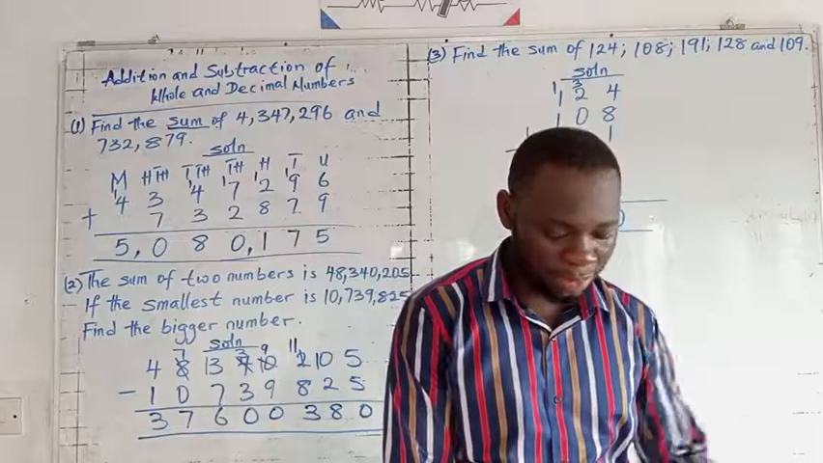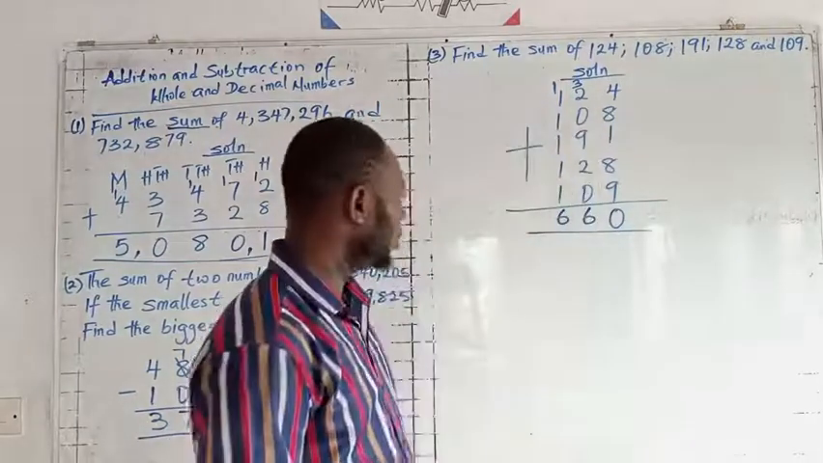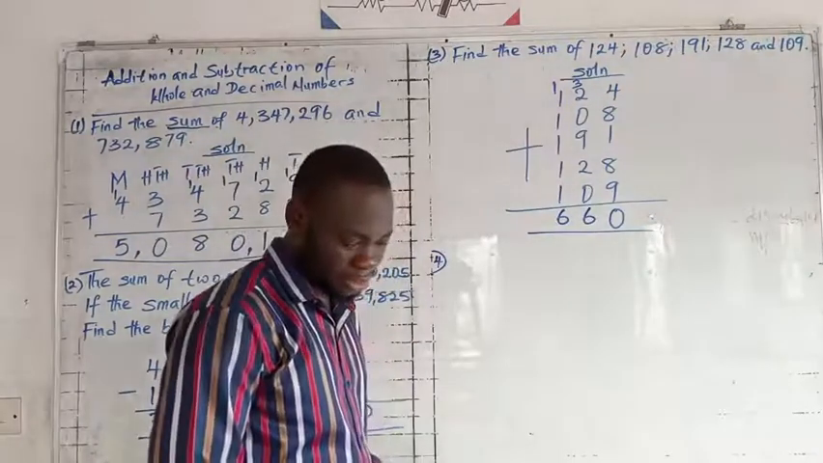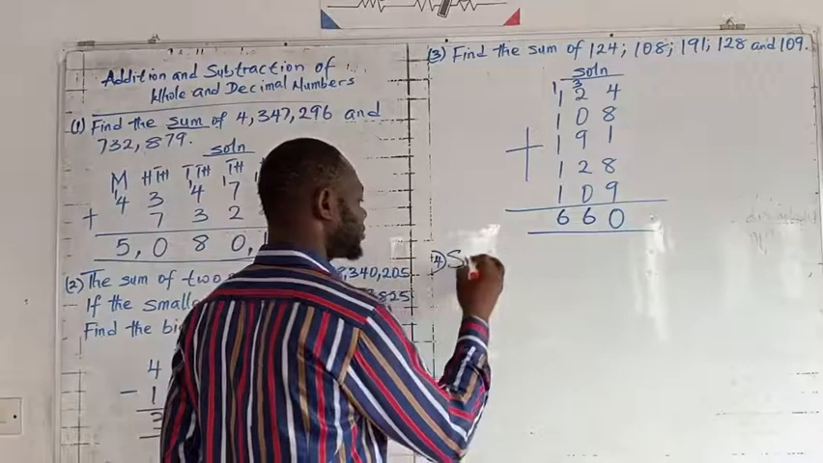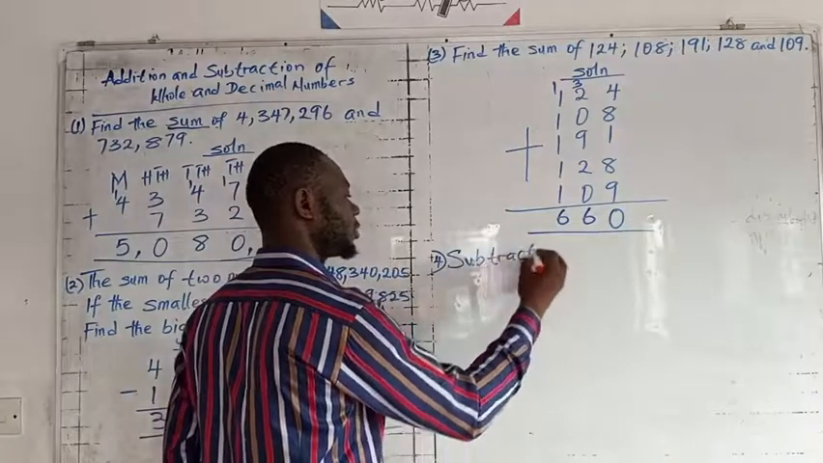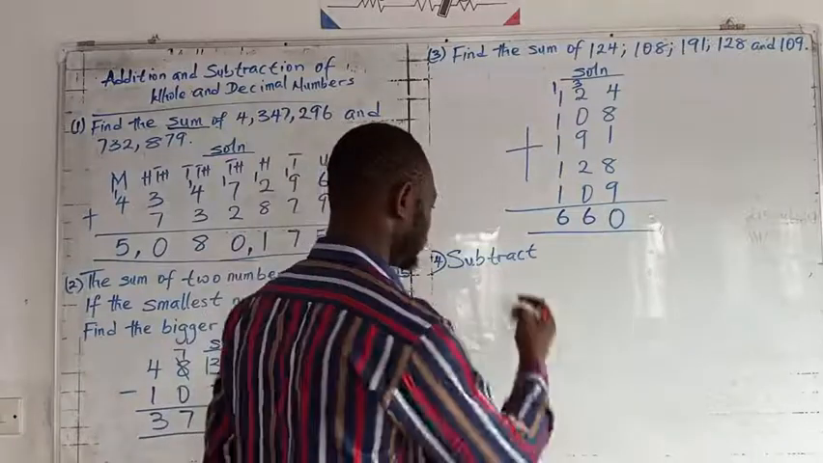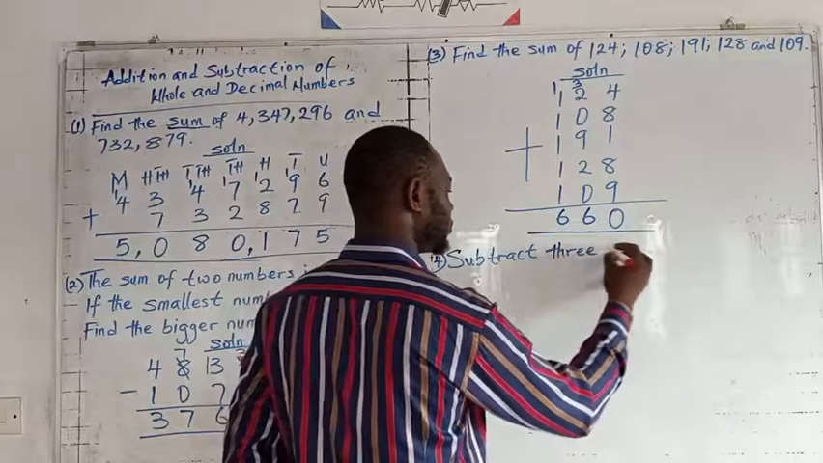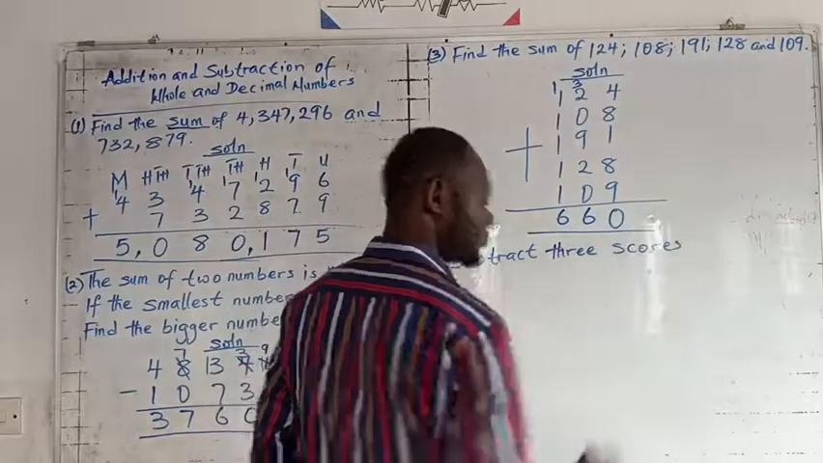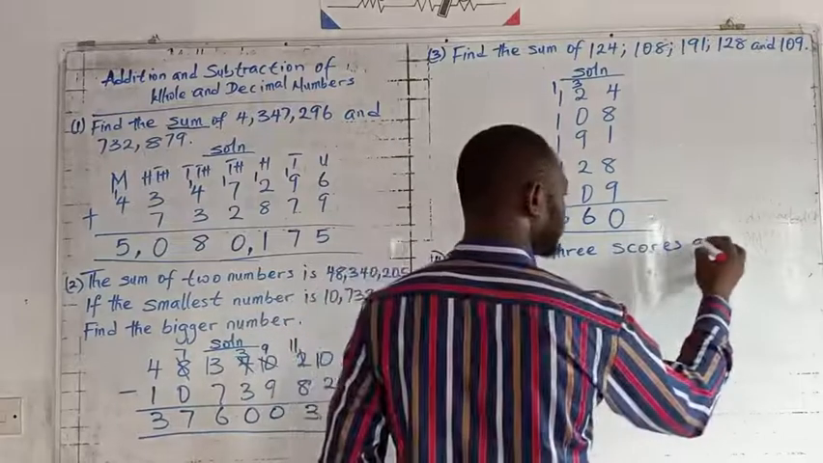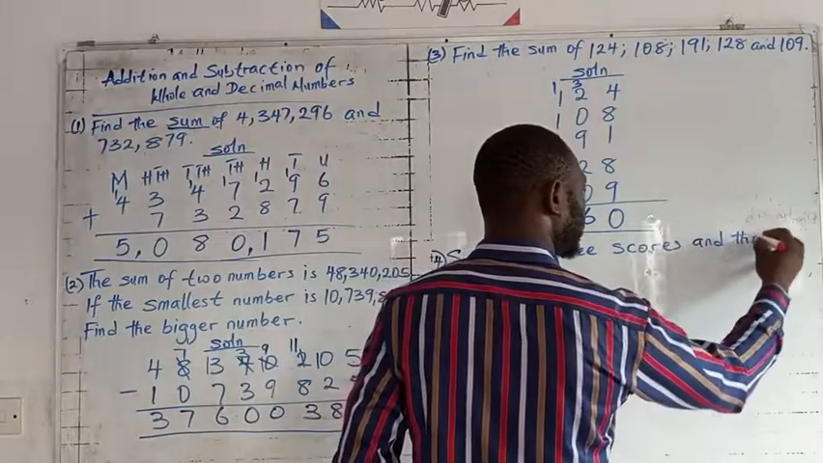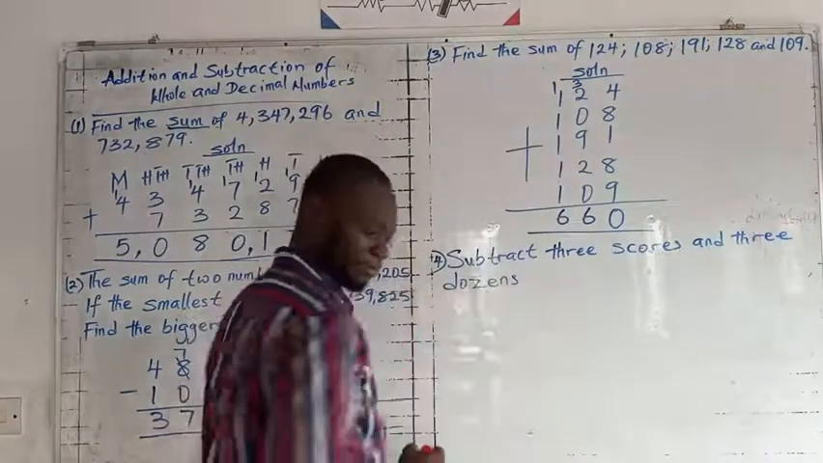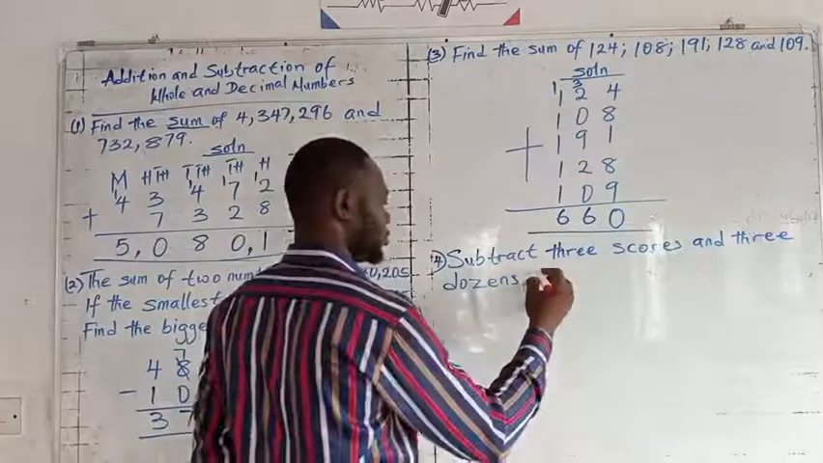Okay? So let's look at this final example. Let's look at this example for whole numbers. Alright? Number 4. Let's look at example number 4. Example number 4 says, subtract 3 scores and 3 dozens from 2 gross.